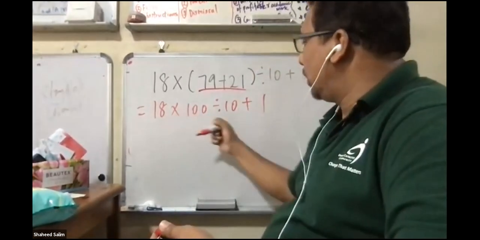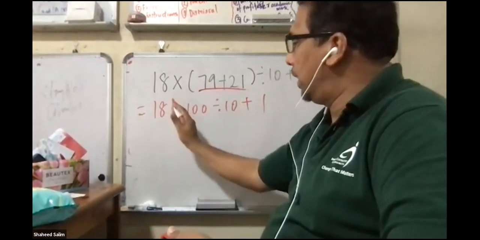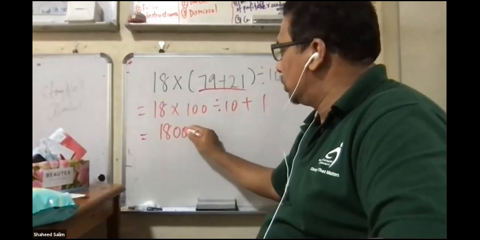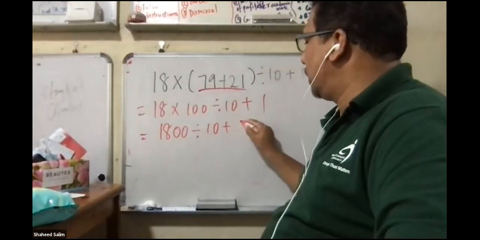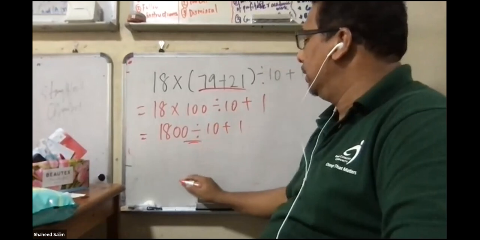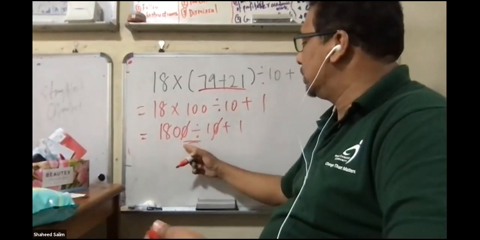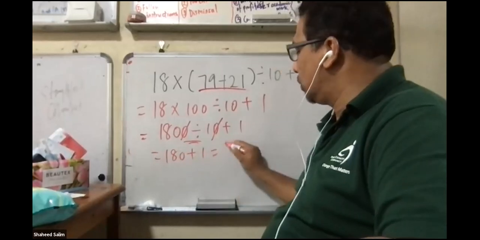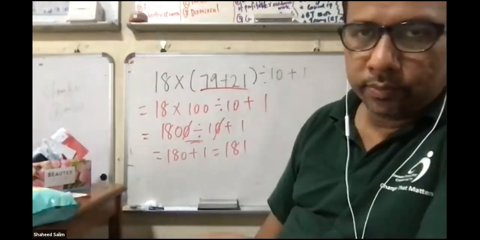You must do times or divide. Do the times one first because it's on the left. So just add the 2 zeros. 18 times 100, add the 2 zeros, divided by 10 plus 1. Then after that, do the divide. Just cancel 1, 0, 1, 0. You get 180 plus 1 equals 181.